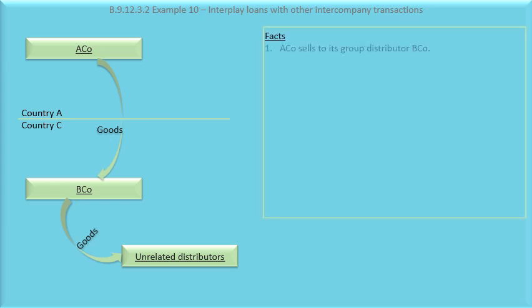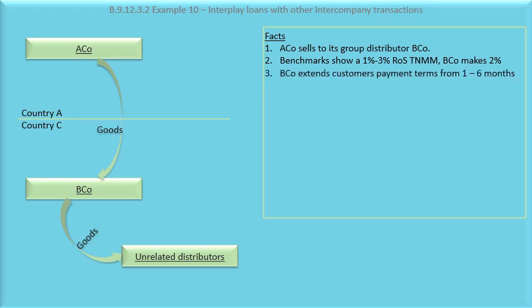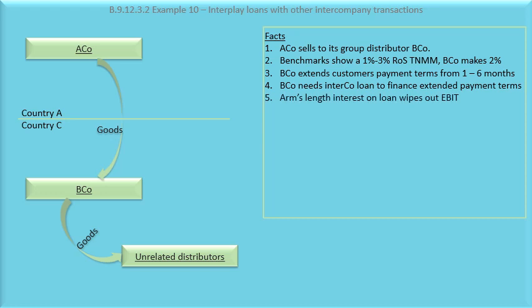And if we look at the facts, ACO sells to BCO, BCO has benchmarks which show that a 1 to 3% return on sales TNMM gives you an arm's length range, and that is on an EBIT level, and BCO makes 2%, so BCO is fine. However, BCO then extends customers' payment terms from 1 month to 6 months without getting a corresponding extension on the payment terms from ACO to BCO. And because of this, BCO needs more money to finance these extended payment terms, and the interest rate, which is at arm's length on this loan, actually wipes out the EBIT of BCO.